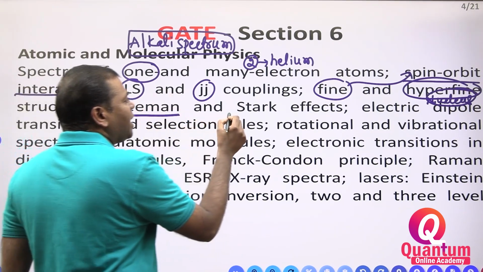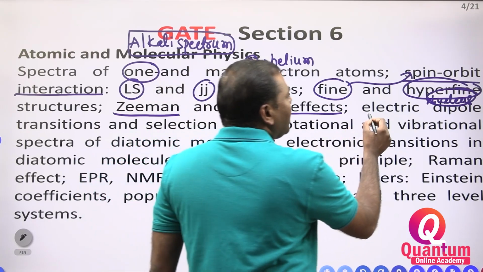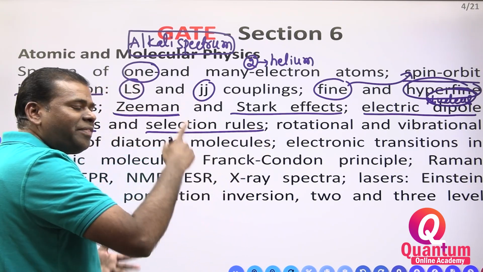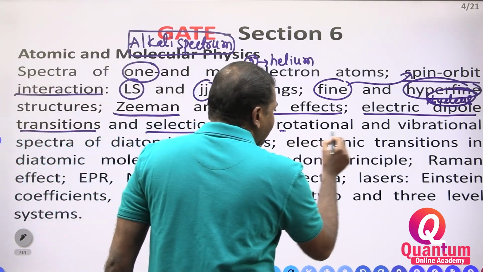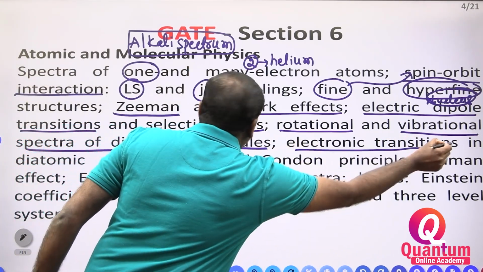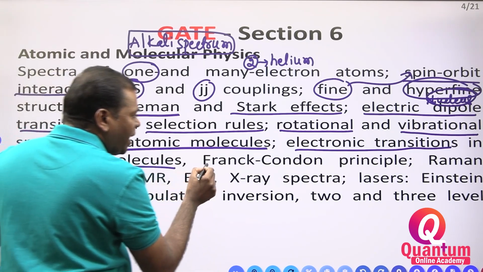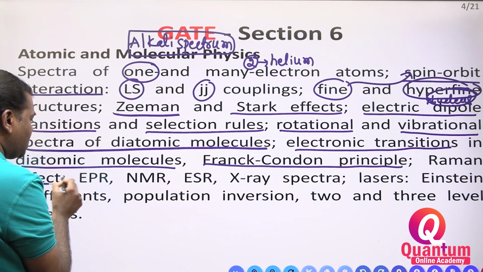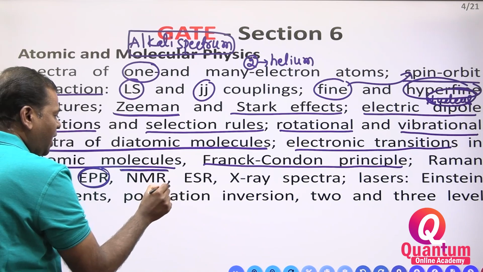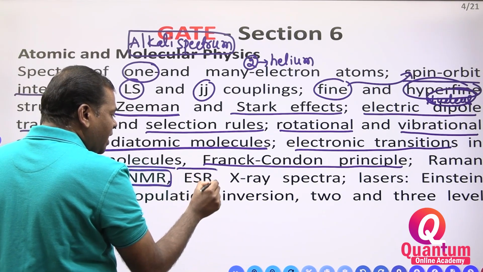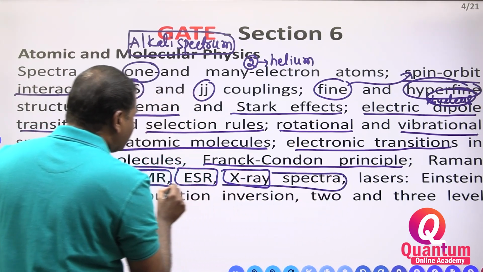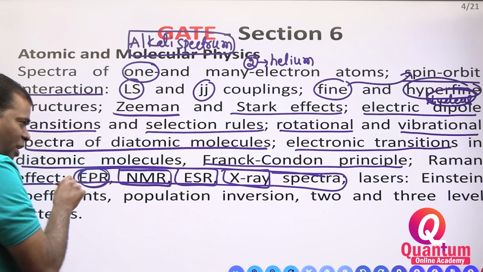The Zeeman effect is there. The Stark effect is there. Electric dipole transition is there. Selection rules, for every effect there is a selection rule. Rotational and vibrational spectra of diatomic molecules, electronic transitions in a diatomic molecule, Franck-Condon principle, Raman effect, EPR (electron paramagnetic resonance), NMR (nuclear magnetic resonance), ESR (electron spin resonance), X-ray spectra. These spectra are there, except EPR.